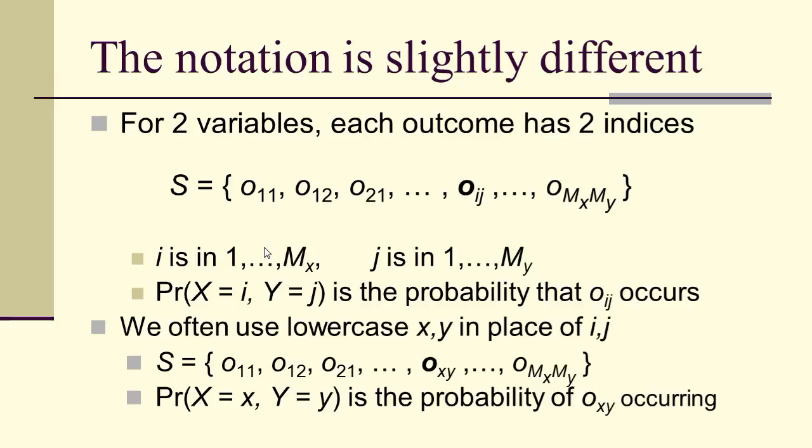We often use lowercase x and y in place of i and j. So S, the sample space, is the set of all outcomes O sub x,y, and the probability that capital X is lowercase x, capital Y is lowercase y is just the probability that outcome O of x,y occurs.